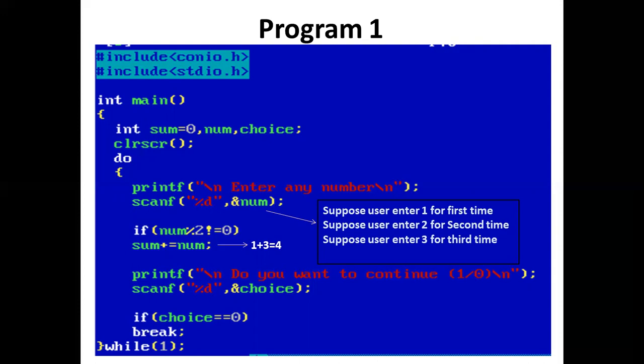The printf statement prints "enter any number". The user enters 3. If 3 mod 2 not equal to 0, true. So sum plus equal to num. 1 plus 3 is 4.